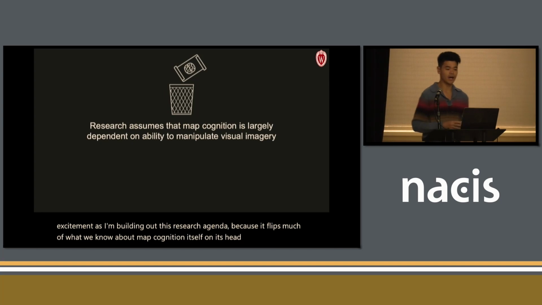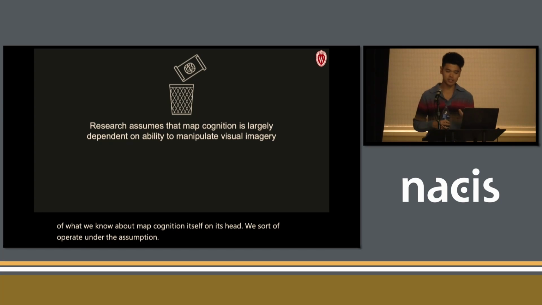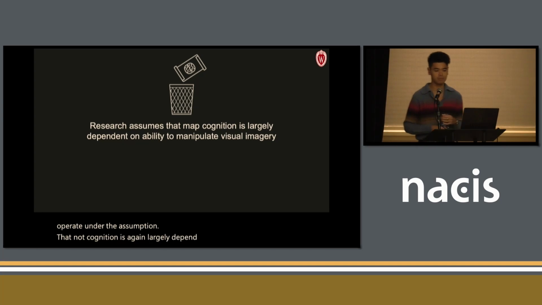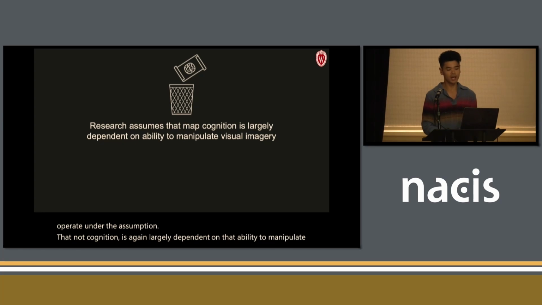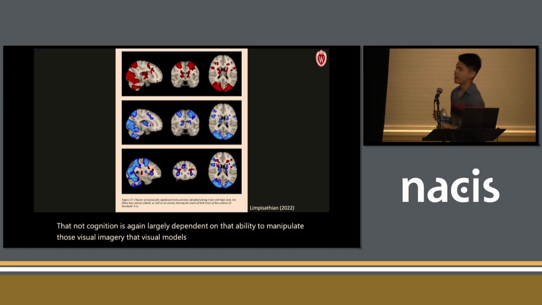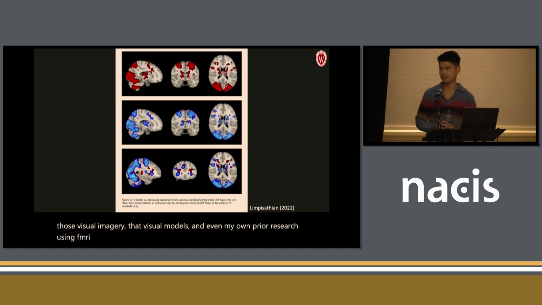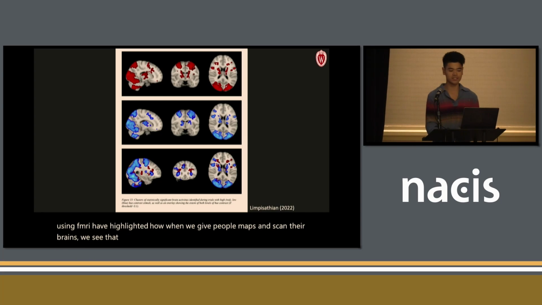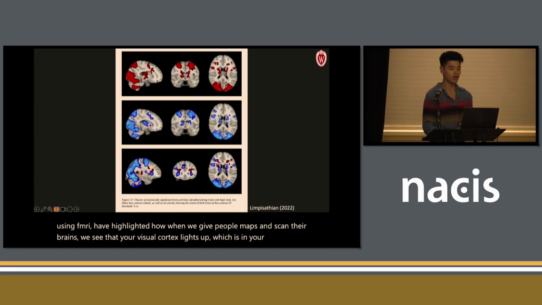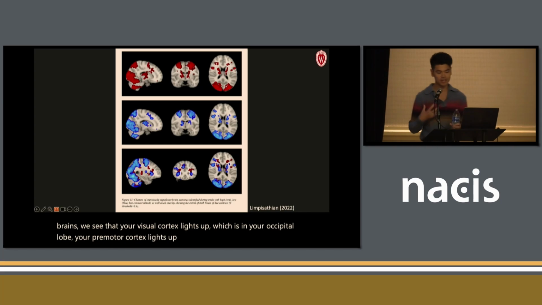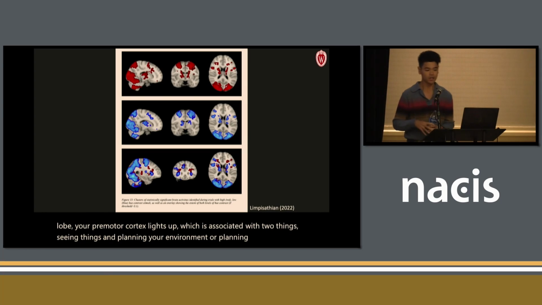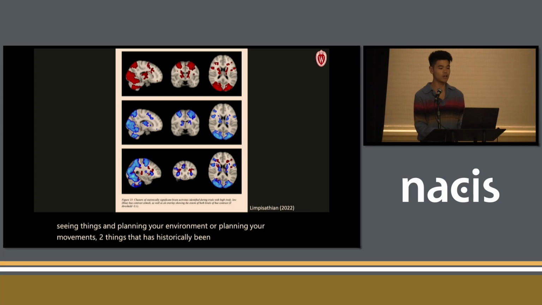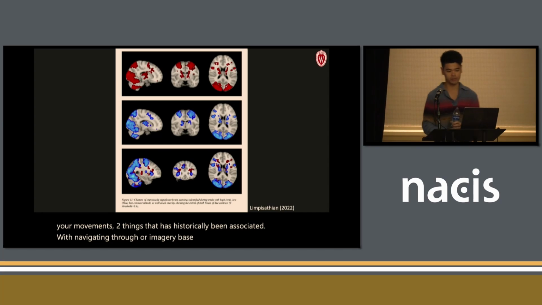We sort of operate under the assumption that map cognition is, again, largely dependent on that ability to manipulate those visual imagery, that visual models. And even my own prior research using fMRI have highlighted how when we give people maps and scan their brains, we see that your visual cortex lights up, which is in your occipital lobe. Your premotor cortex lights up, which is associated with two things: seeing things and planning your environment or planning your movements. Two things that has historically been associated with navigating through or imagery-based information, right?